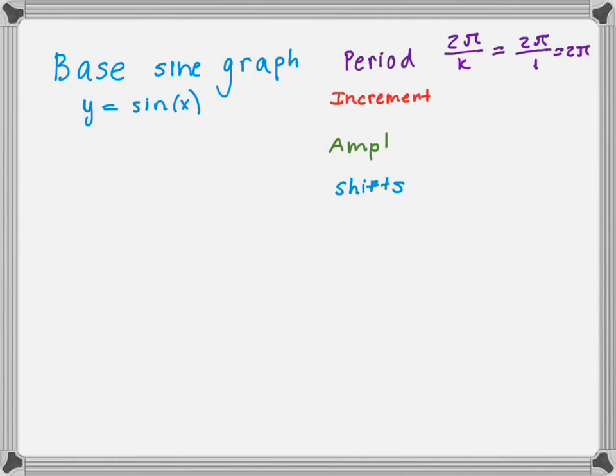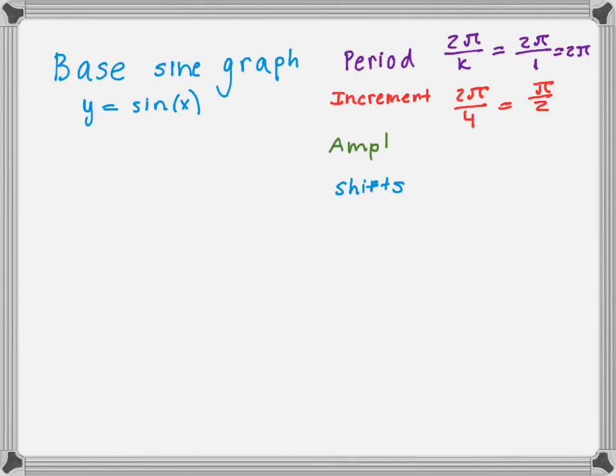Okay, so now working with the increments. Because there are 4 places that the sine graph is going to go to, so there are 4 either max or mins, we're going to divide the period by 4. So we're going to do 2 pi over 4, which also equals pi over 2. So when we draw our graph, we're going to have the graph increment by pi over 2.